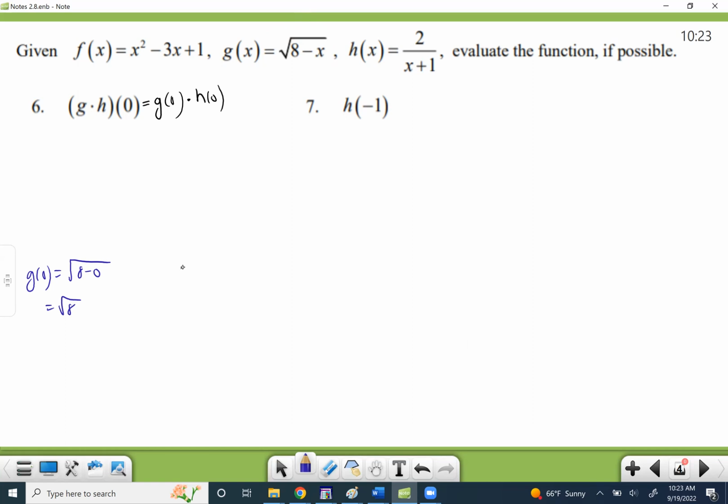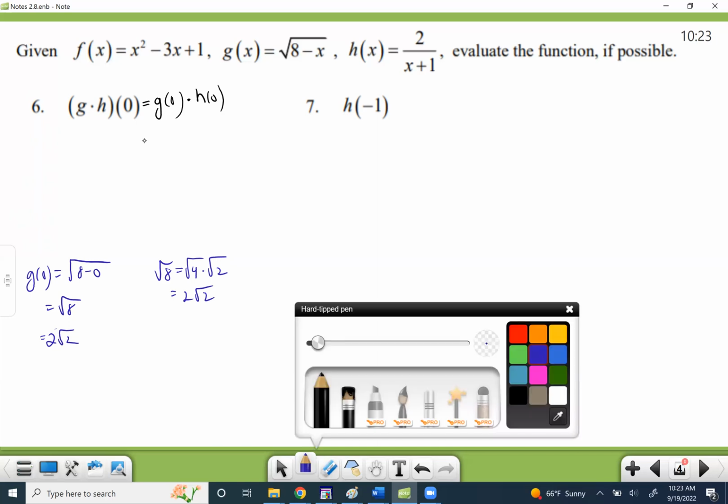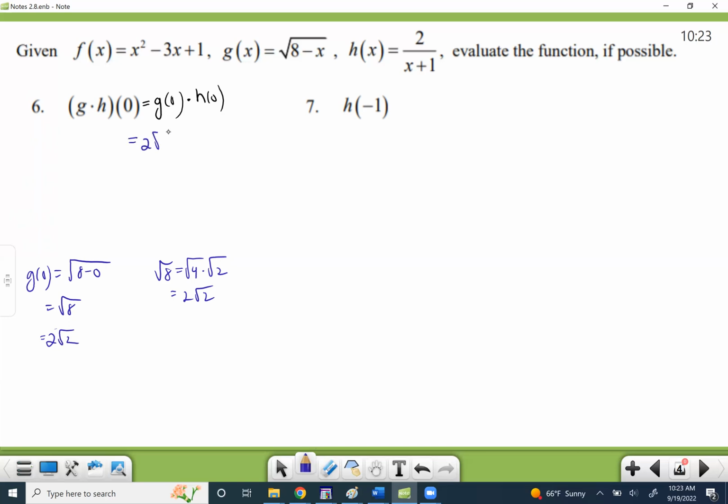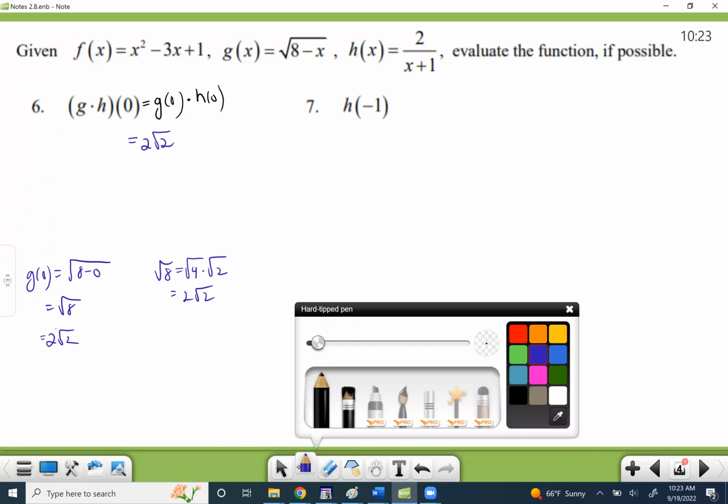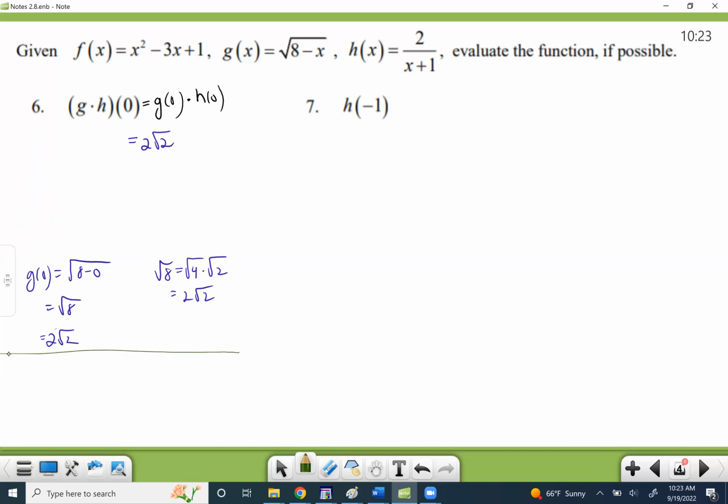If we break down the square root of 8, that is going to be 4 times 2, you guys. So it looks like it's just going to be 2 root 2. You'll have to use the broken down versions for Connect Math, you guys. All right, so I'm going to go ahead and put 2 root 2 here. And now let's go and get h of 0.